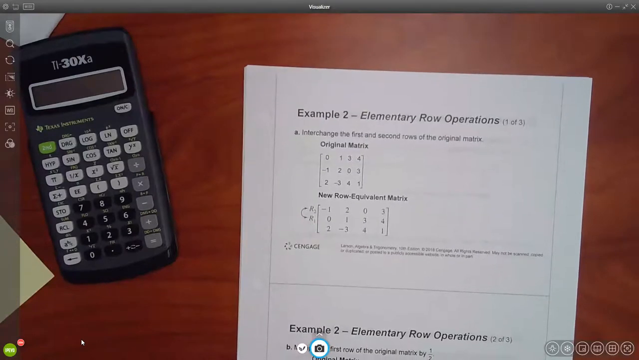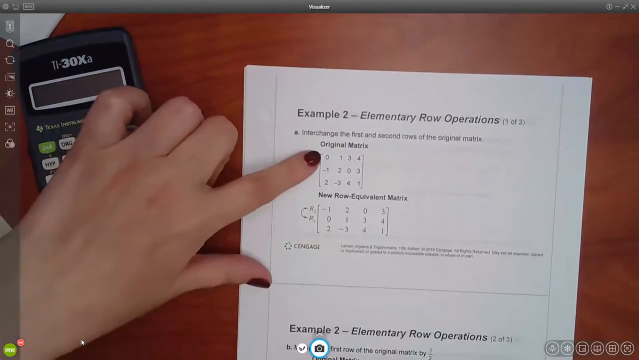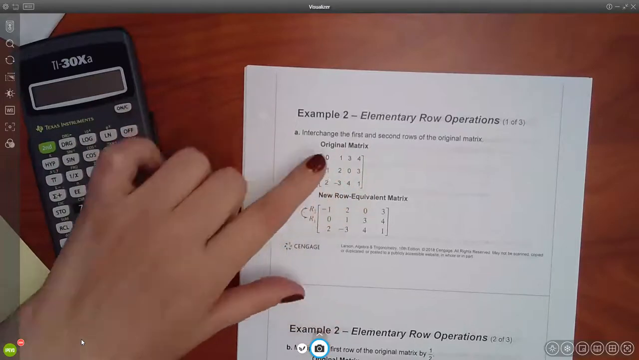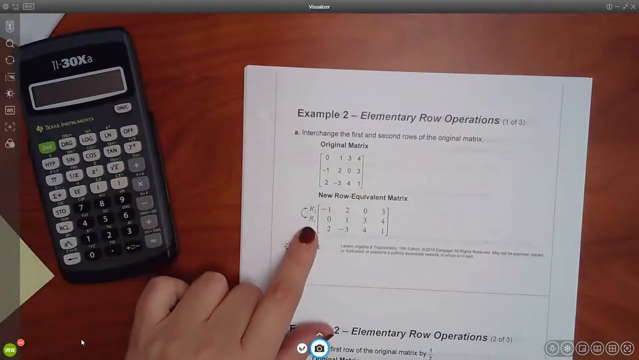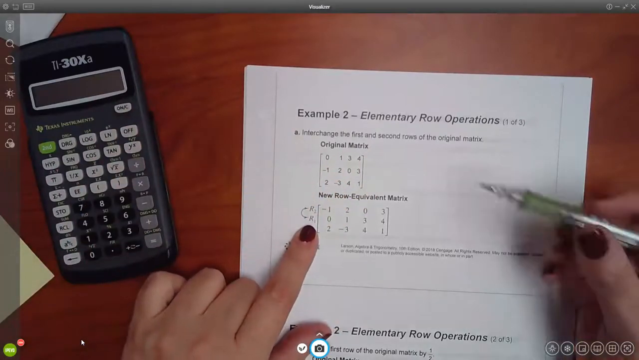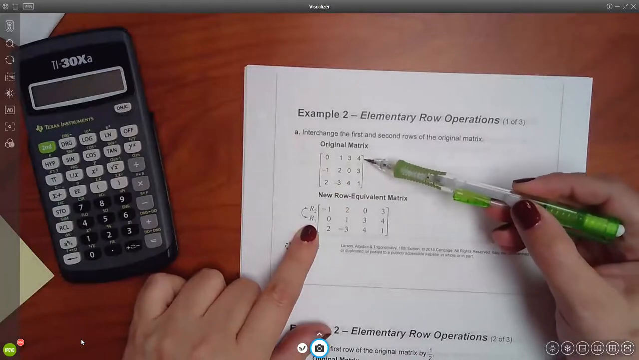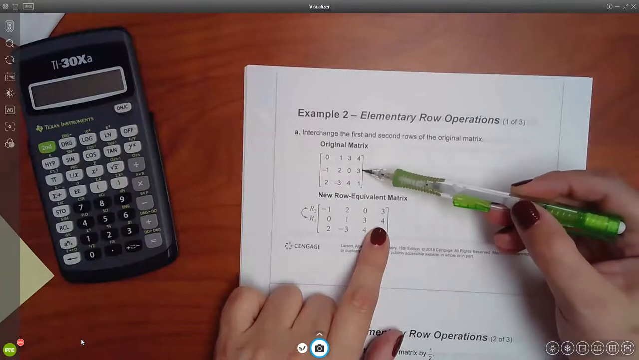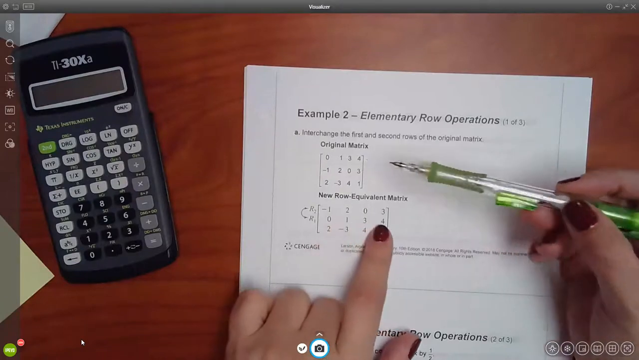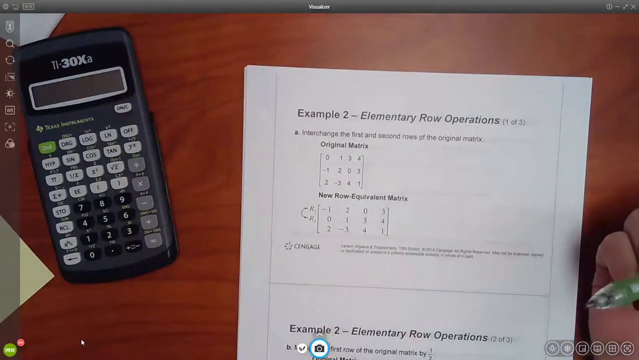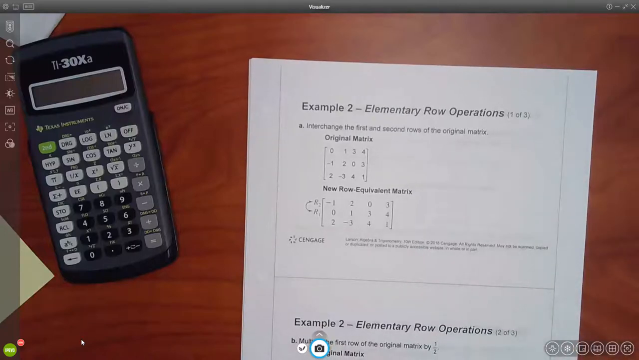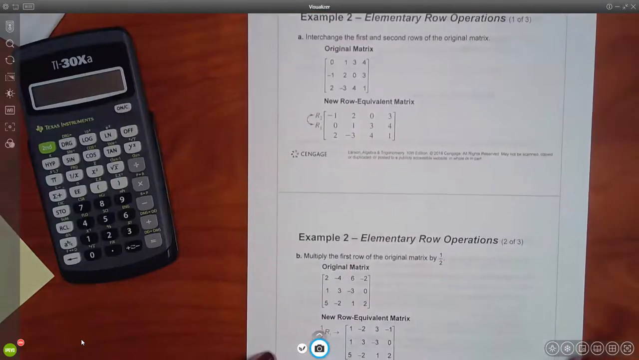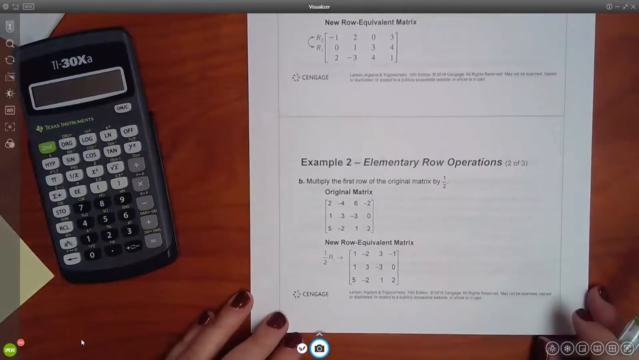So this is just an example. Here's your original matrix, and they're telling you that they're going to swap row one and row two. And that's exactly what they did. Didn't all of these numbers move down a row? And all of those numbers went up, didn't they? So they're just showing you what it looks like when you swap it. It's an equivalent matrix.